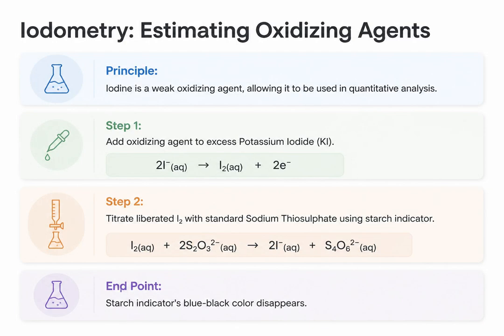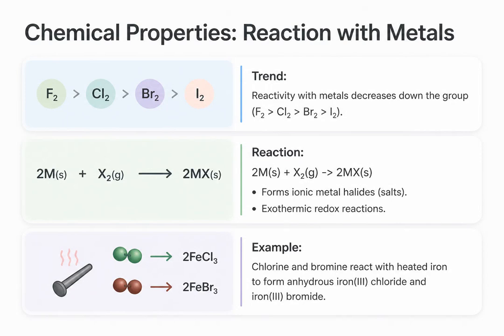Because iodine is the weakest oxidizing agent of the 4 common halogens, it is incredibly useful in a laboratory technique called iodometry. We can estimate the concentration of an unknown oxidizing agent by reacting it with excess iodide ions to liberate iodine. We then titrate that liberated iodine against sodium thiosulfate. The moment the dark blue-black starch complex disappears, we've reached our endpoint and can calculate the exact amounts involved. Now let's look at specific chemical reactions, starting with metals.